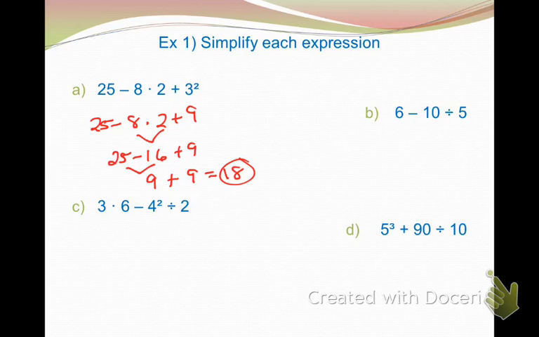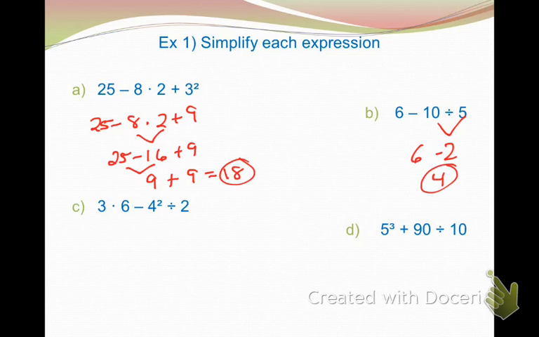B, you have 6 minus 10 divided by 5. You don't have parentheses, you don't have exponents, so we're going to do multiplying and dividing next. Well, there's only one division or multiplying, and that's 10 divided by 5, which is 2. And bring it down. 6 minus 2 is 4.